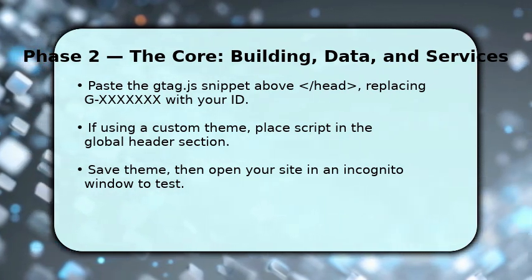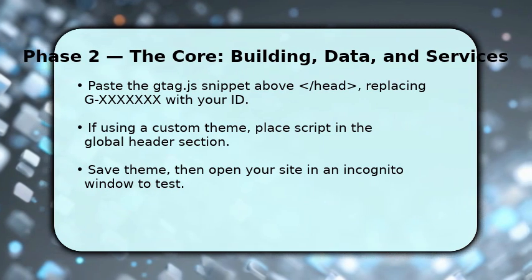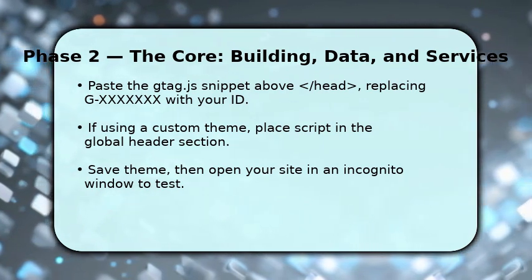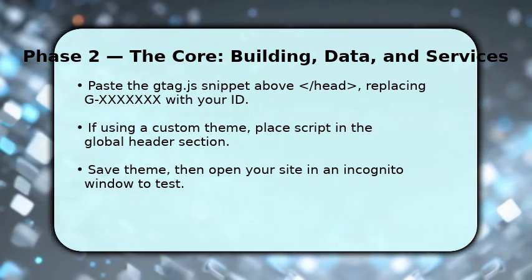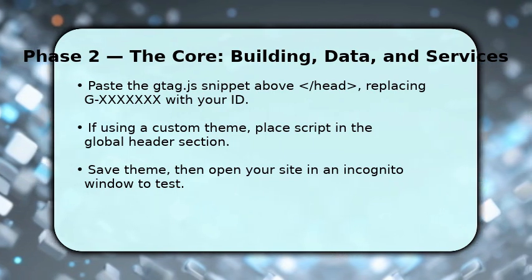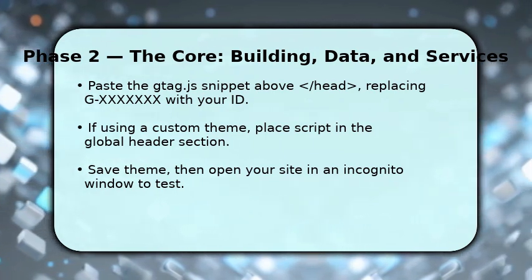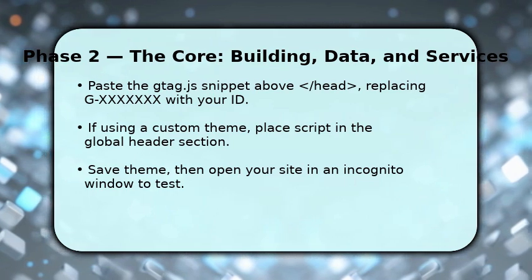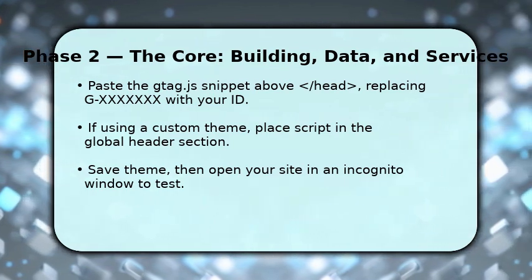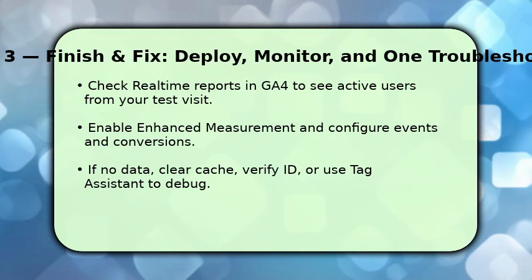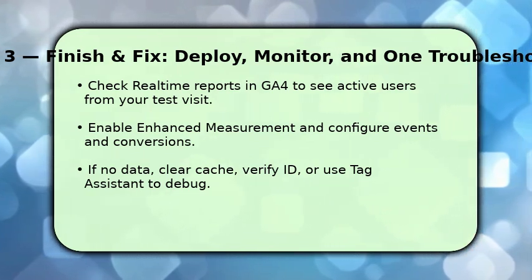Then open your Blogger site in an incognito window and load a page to generate 1 or 2 hits. Make sure to check analytics real-time so you can confirm the incoming events immediately. Once the tag is saved, verify success by watching real-time in analytics while you browse the site. You should see your test visit within seconds.